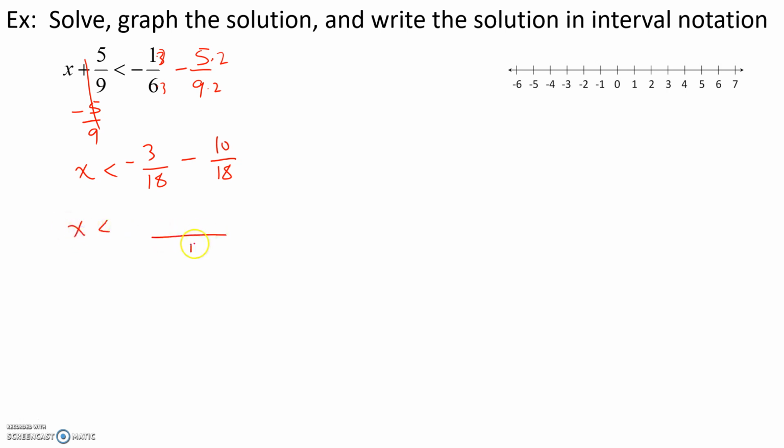Once we have a common denominator, we write the common denominator, and on the numerator, we have negative 3 minus 10. This will give us x less than negative 13/18.